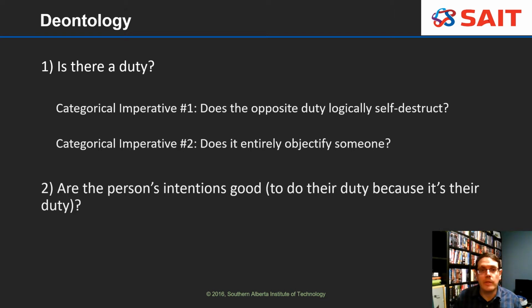If you do show that there is a moral duty using the categorical imperatives, the next step is to find out whether or not the person's intentions were good. In other words, did they do their moral duty because it's their moral duty, or did they have another reason? If their intentions are good, then their actions are good.